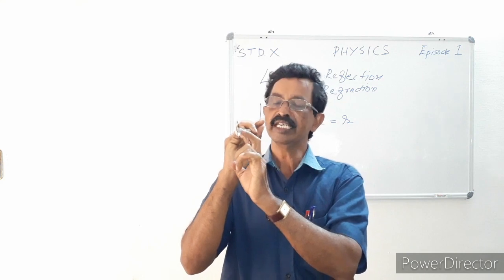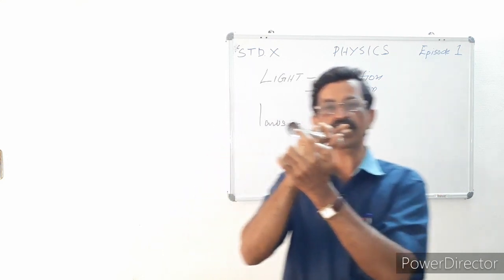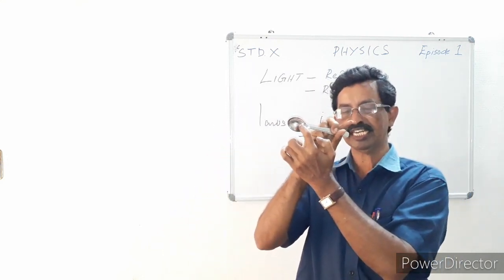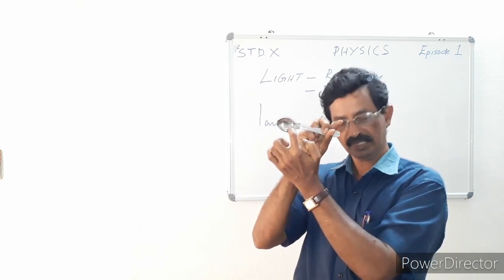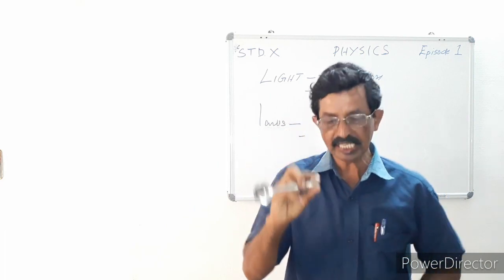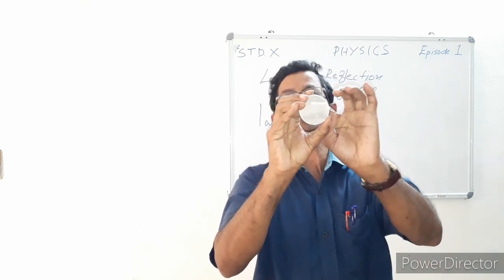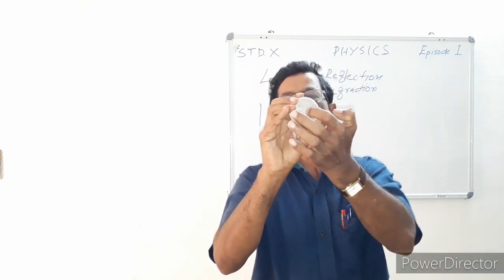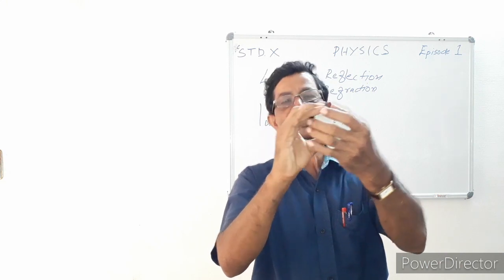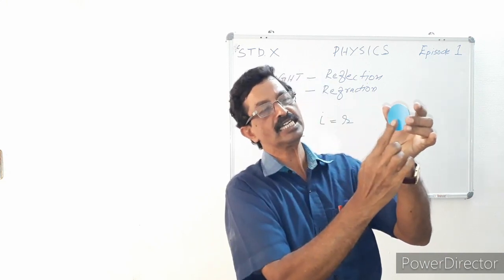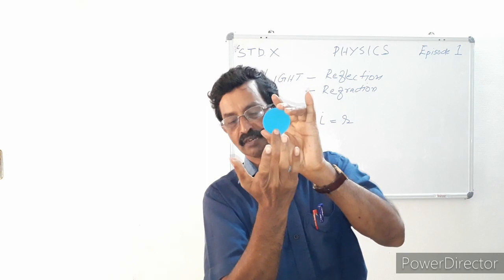This side, curved inward, is similar to a concave mirror. And this is an example of a concave mirror. Its reflecting surface is curved inwards, and the colored part is the rough surface.